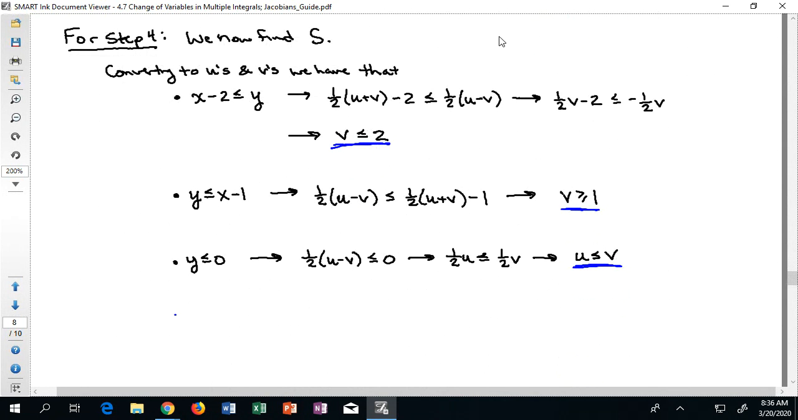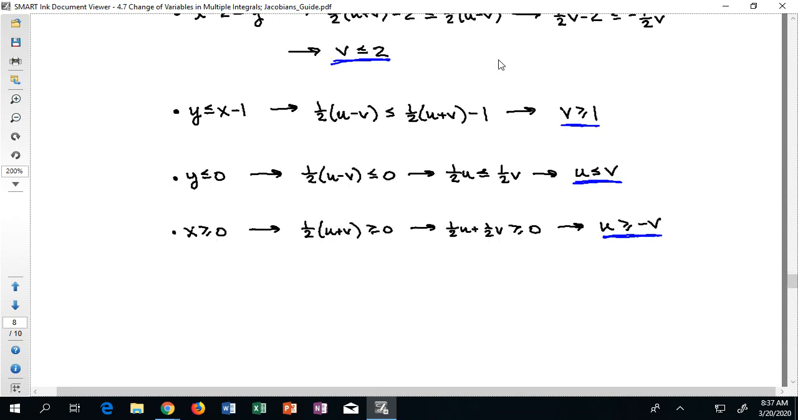I just have one more side to change. The last side that I need to change was that x had to be greater than or equal to 0. That gives me a 1/2 u plus v greater than or equal to 0. That gives me a 1/2 u plus a 1/2 v is greater than or equal to 0. And overall, I think that gives me that u has to be greater than or equal to negative v. So if I was to take a look at all of these different inequalities that I have, I think I can write down what the region S looks like.